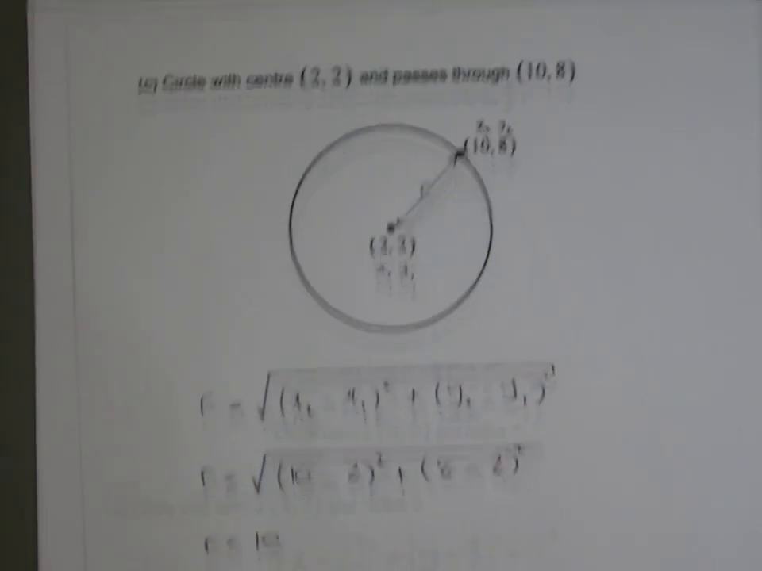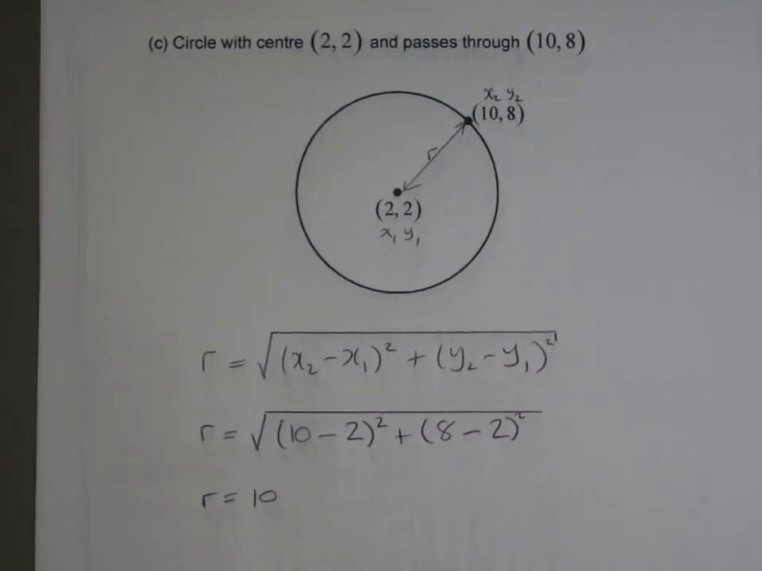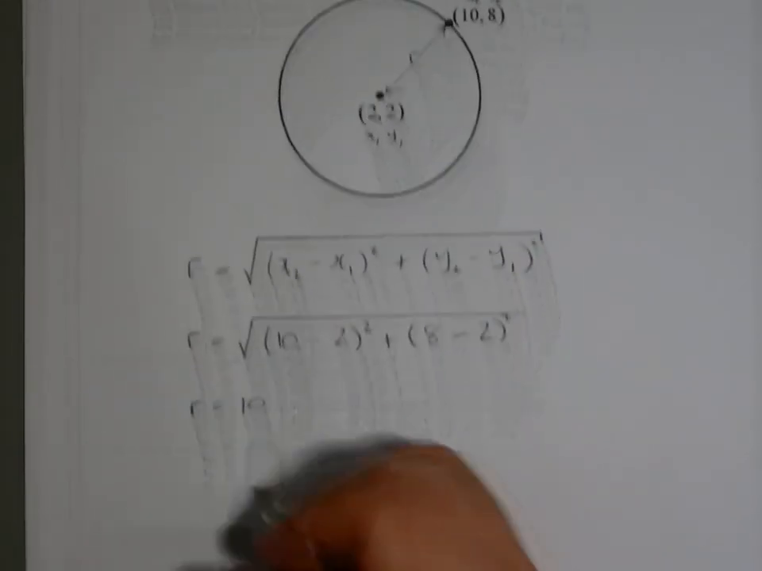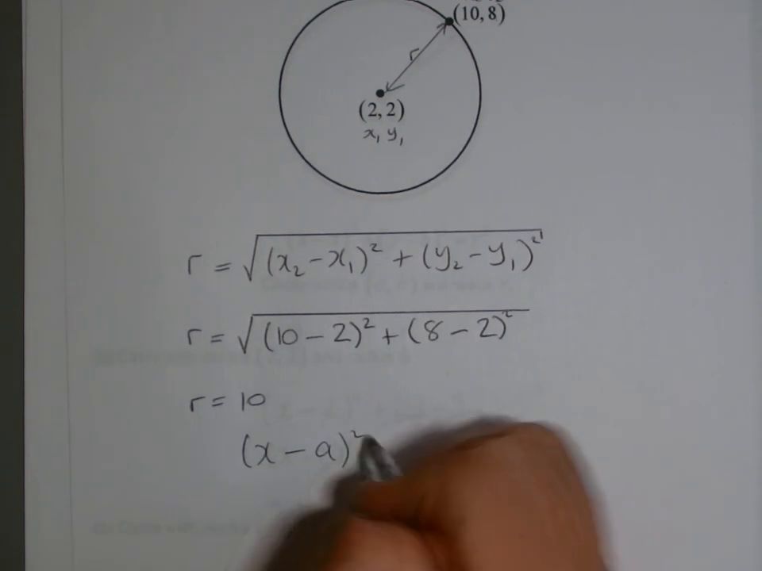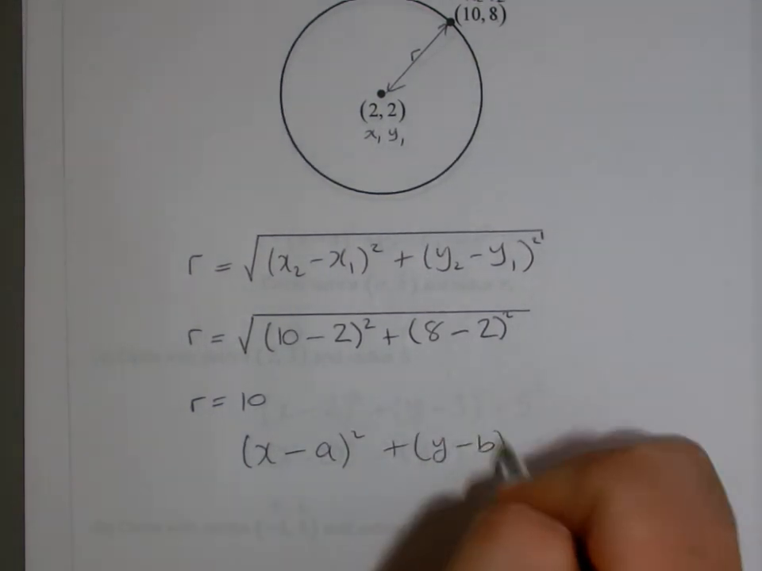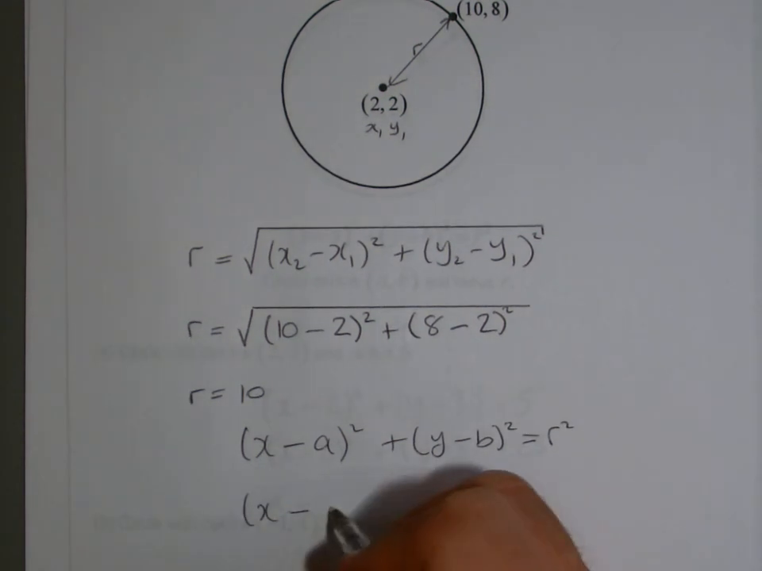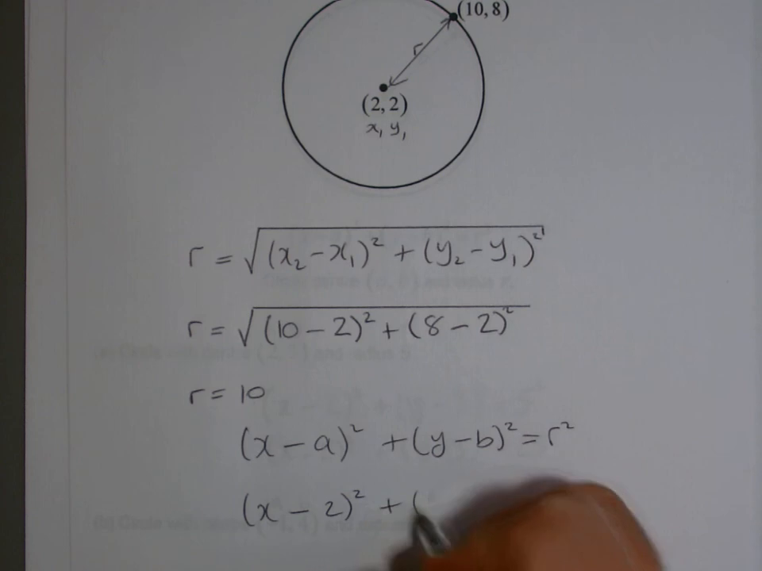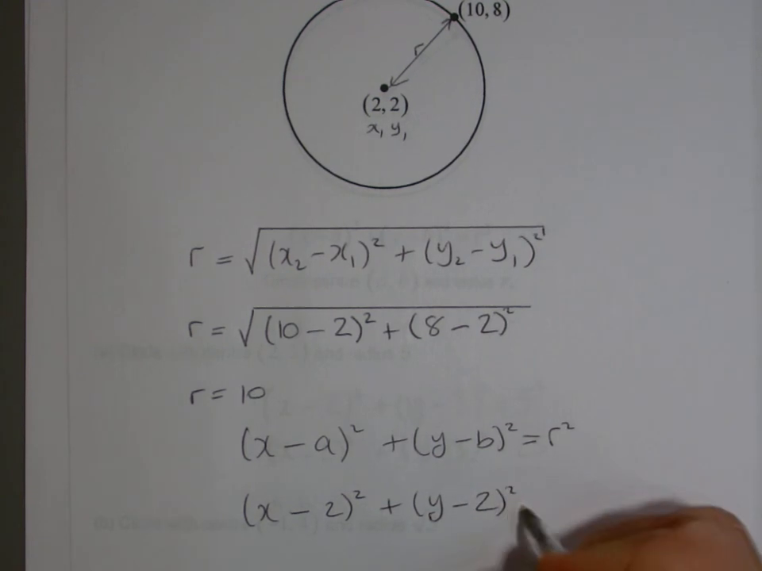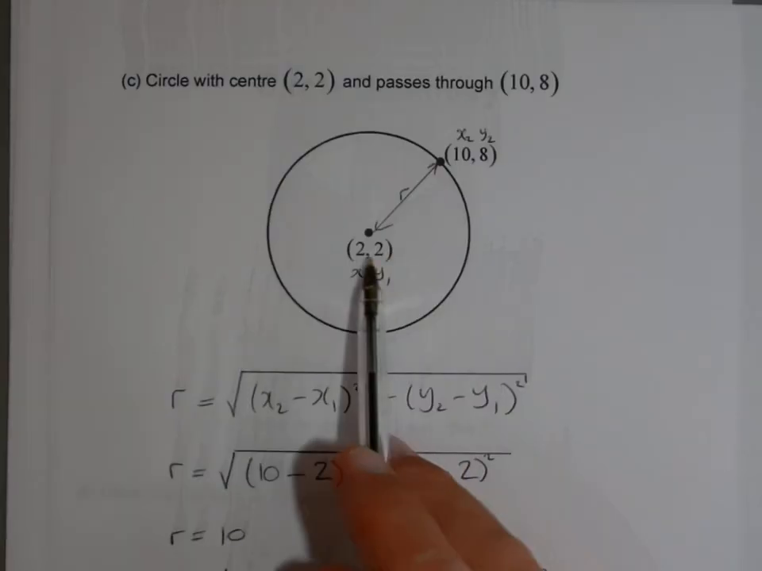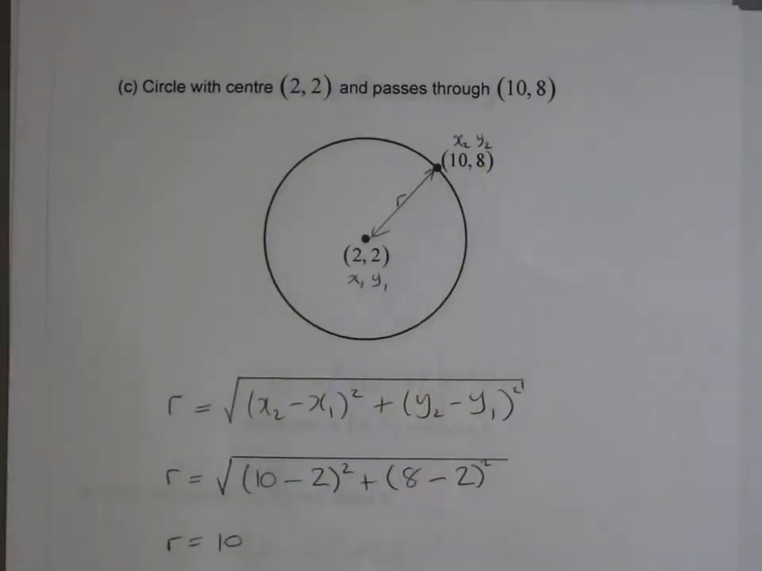Now you've got the center and the radius, you can put them into the general formula. Let me just remind you of the general formula, where the center is a, b, so 2 for a, 2 for b. The radius is 10, and don't forget that you've got to square it, so I'll do that straight away, and you get 100. So there's the equation for the circle described here, with center 2, 2 and passing through the point 10, 8.